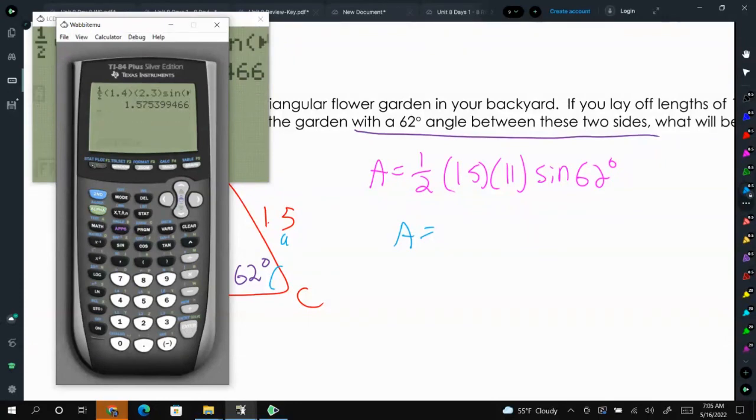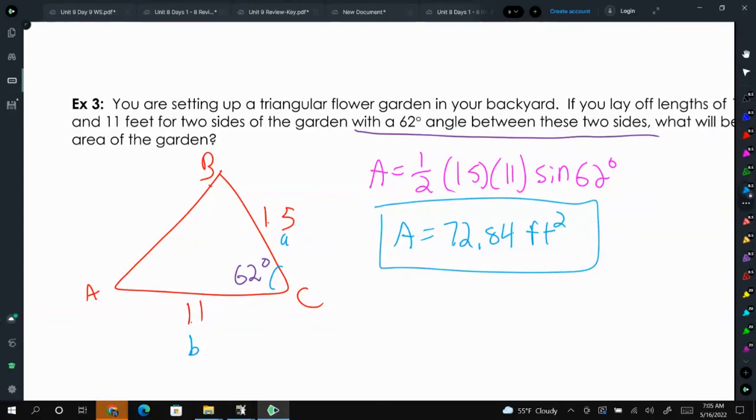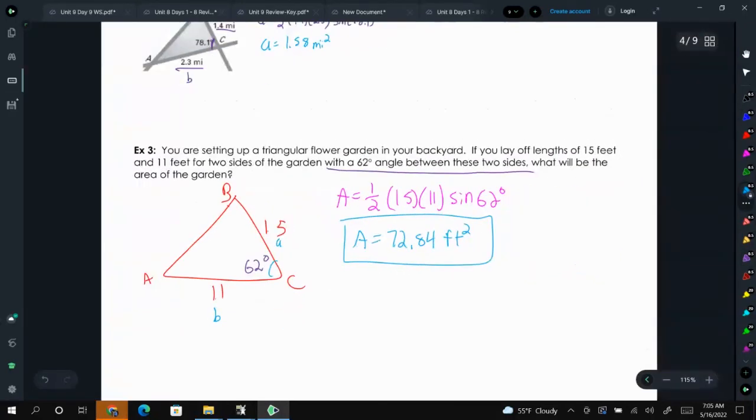Actually, it's probably easier for me to just redo it all. So 1/2 and 15, 11, times the sine of 62, and I get 72.84 square feet. So this lesson requires thinking and being able to plug stuff into our formulas. So if you can do that, then you're going to find this lesson particularly easy.